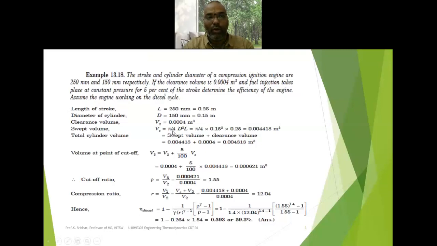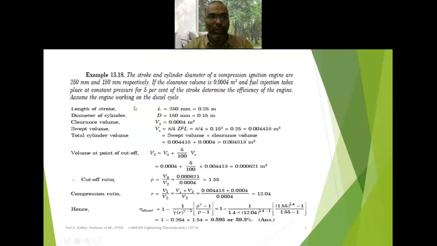We know how to calculate the swept volume when we know the diameter and the length of the stroke. It is the area into length, that is, Vs equals pi by 4 d square L. With this, you calculate the swept volume as 0.004418 meter cube. And how can we estimate the total cylinder volume? It is nothing but the swept volume plus the clearance volume. So it is the total volume.